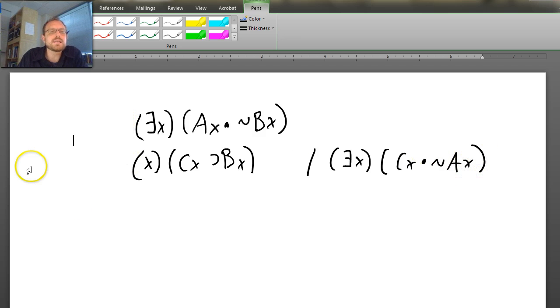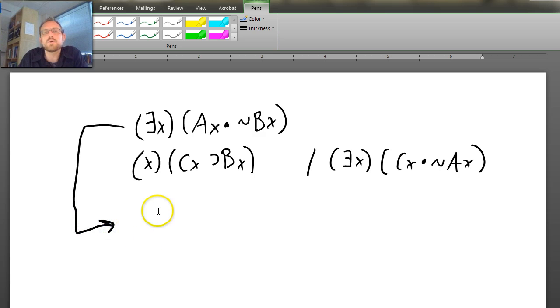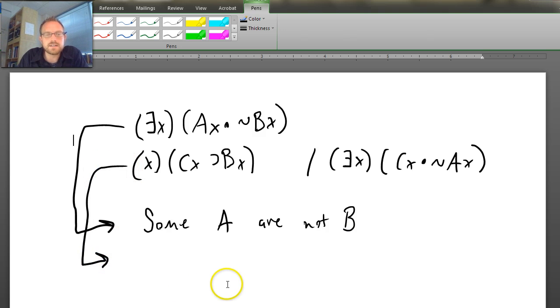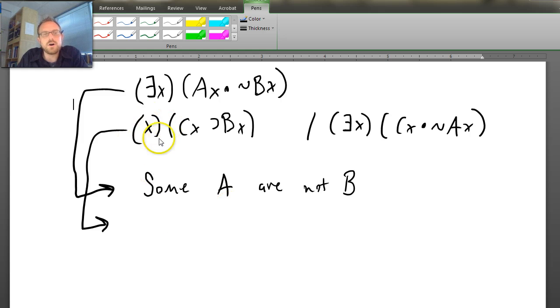Okay, so let's begin by translating these statements. Again, take a look at our first video, 8.1, in which we talk about how to translate these statements. But what would this statement say here? This statement basically says that some A are not B. It's a categorical claim because it has a quantifier. And then what is the next premise going to look like? This premise is going to say all, because this is a universal quantifier, so this says all C are B.